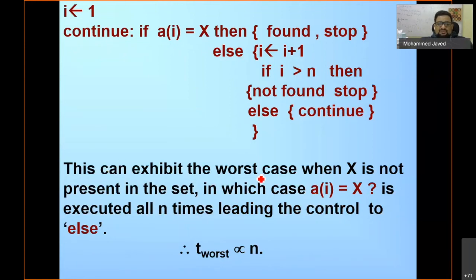So this can exhibit the worst case when x is not present in the set, in which case ai equal to x is executed all n times, leading to the control going to else. So if the element is not present, you start from the beginning and end up at the end of the array, and you see that the element is not there. In such a case, T worst is proportional to n.